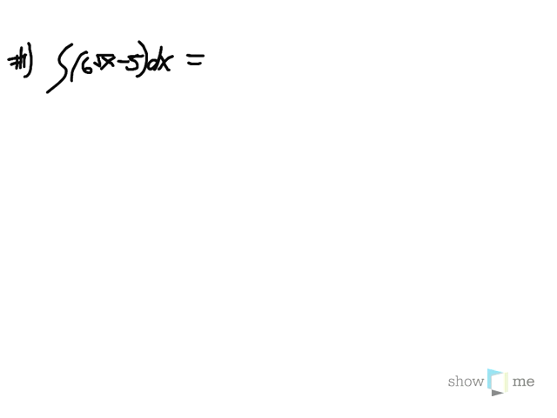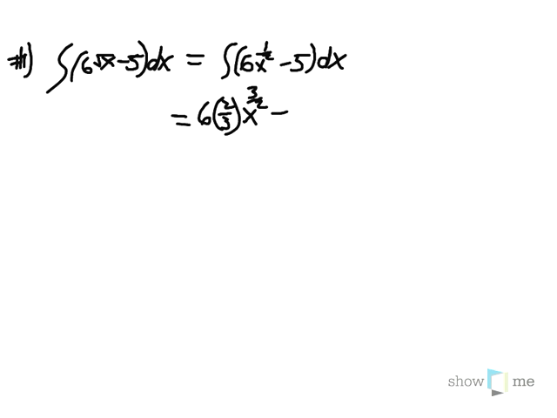Number 1 here, I would change this to 6x to the 1/2 instead of the square root minus 5. So to integrate this, you're going to add 1 to the exponent of 1/2, that would be 3/2. Then multiply the 6 by the reciprocal of 3/2, which is 2/3.